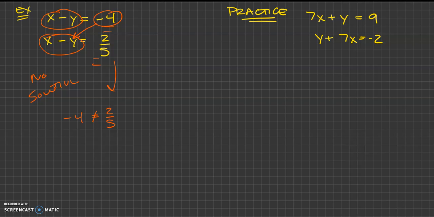All right, so in this, you're going to see the exact same thing. They've tried to trick you, but we could just rewrite that as 7x plus y equals -2, right? There's no sign changes. We just flip them. Well, if 7x plus y equals 9, let's just substitute. And we know that 9 does not equal -2. That simply doesn't work, and this is a no solution problem.